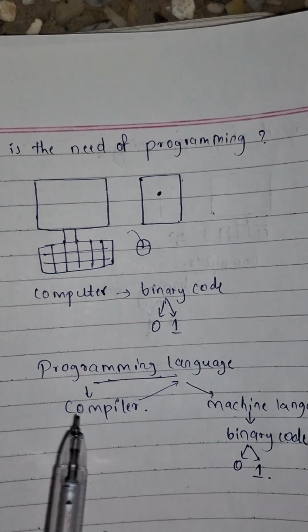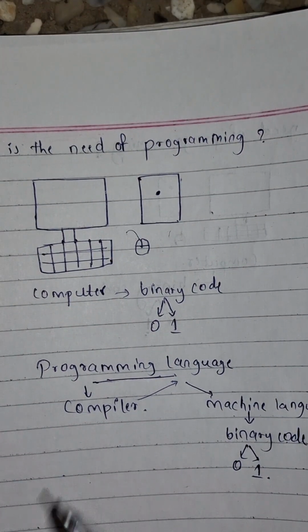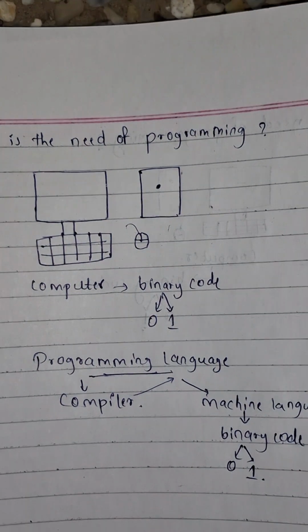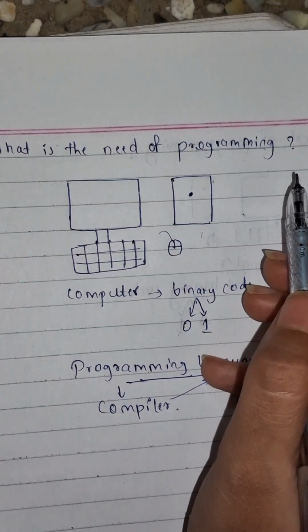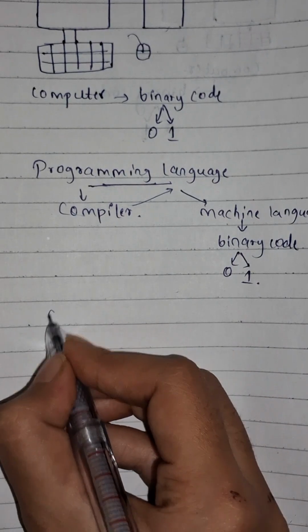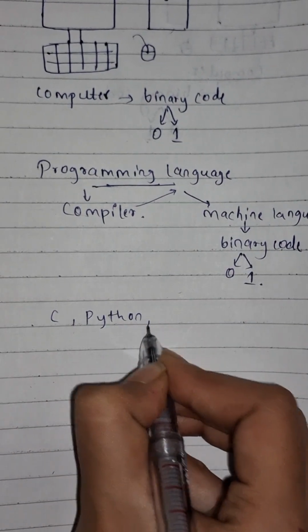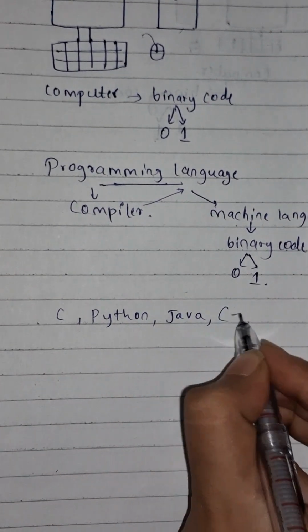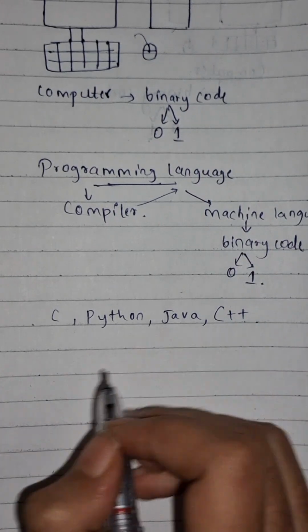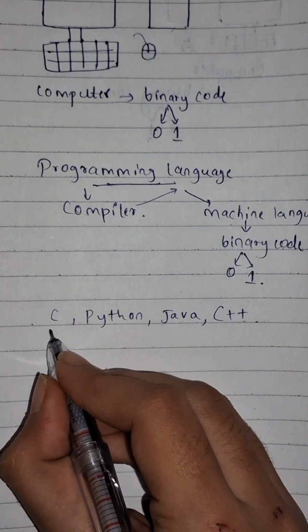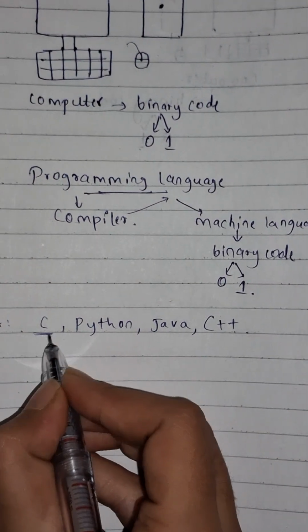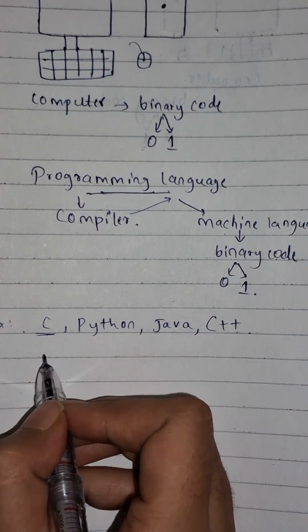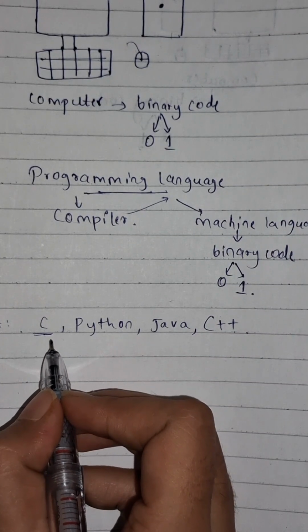So this is the need, this is the purpose why we are learning programming. There are many programming languages like C, Python, Java, JavaScript, C++. There are many other programming languages. So today we are going to discuss C programming.